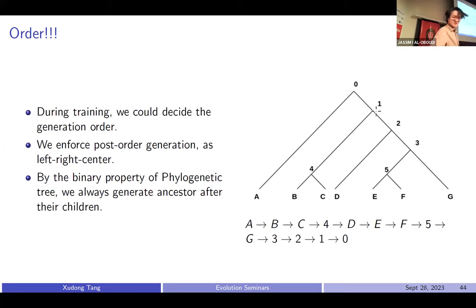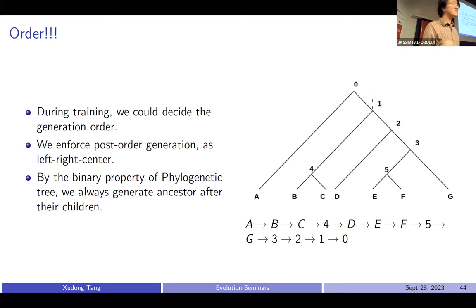We go left first. We're at 4. Left. We go to B. Now B doesn't have left or right. So we generate B. And then we go back to the middle. We can go right again. So we go back, go to right first. C. We have no left or right. So we generate C. We go back to 4. Now the left and right child of this node are already generated. So it's the center part. So we generate 4. Now 4 is visited.